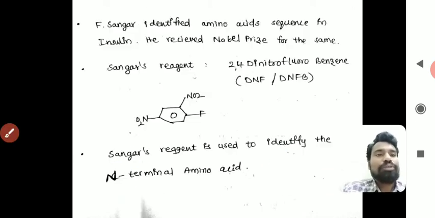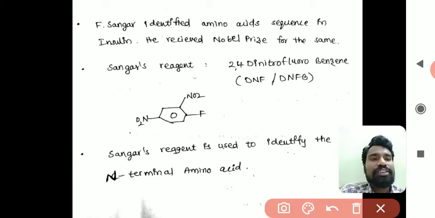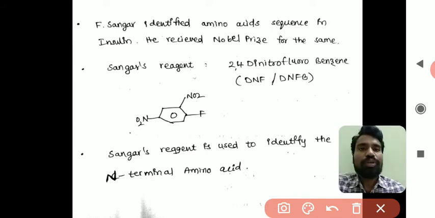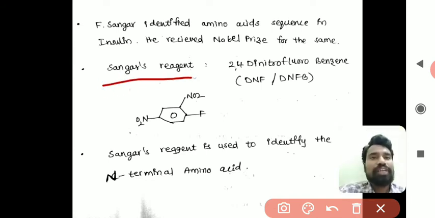By using Sanger's reagent, as we discussed previously, we will identify the N-terminal amino acid. So what is Sanger's reagent? Sanger is a scientist.